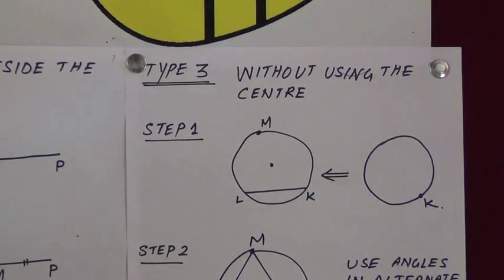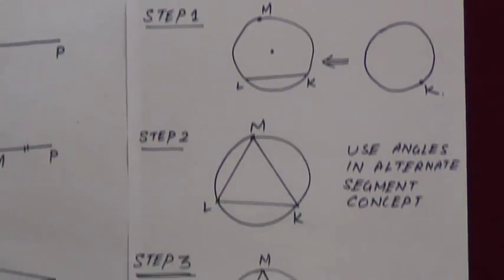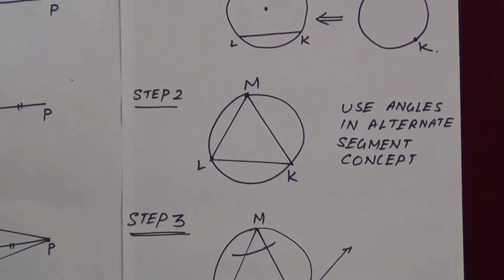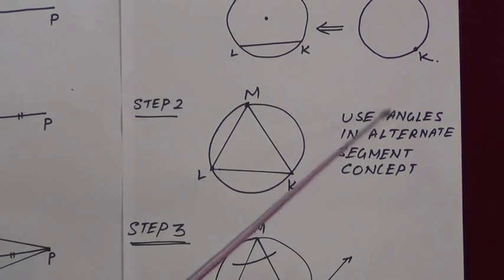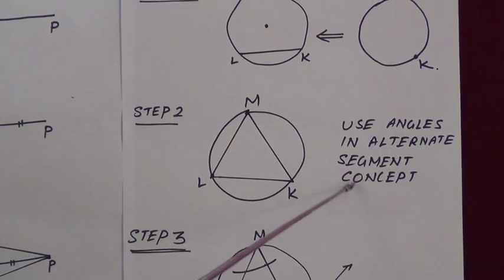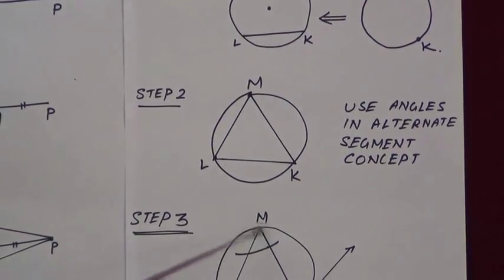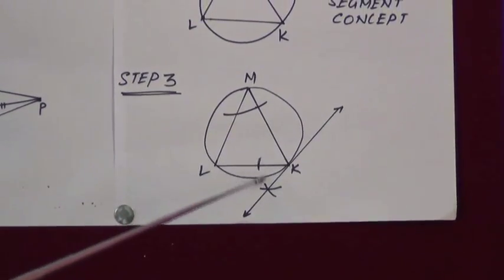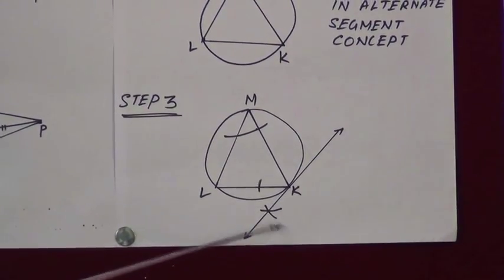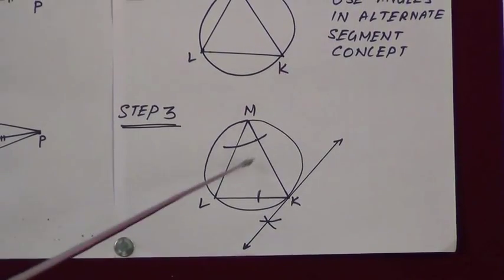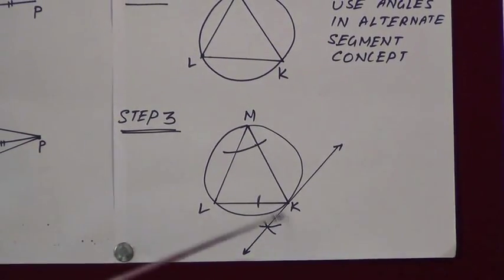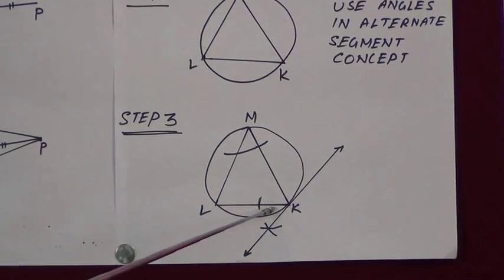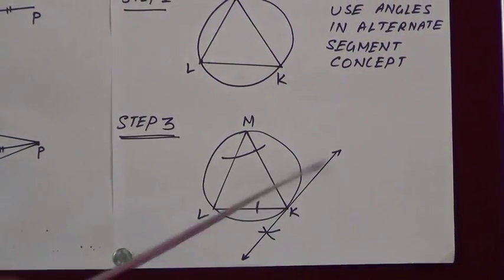After I get a triangle, we use the property of angles in alternate segment, which you have in arcs of circle. Using this concept, we measure the angle at M and draw the same measure of angle at point K. Based on angles in alternate segment, angle LMK will be congruent to LKX. Through this point we draw a tangent.